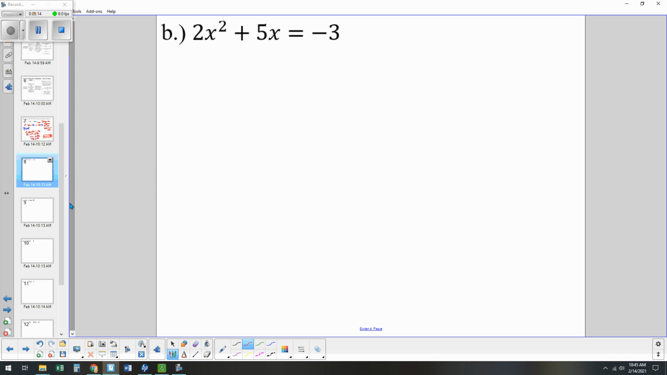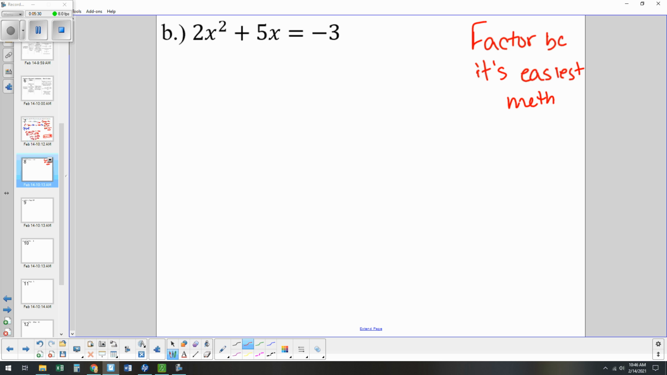So this one, I could try to factor it, and if it doesn't work, I would go to quadratic formula. But I'm going to choose to try to factor it because that's the easiest method. So that means I have to get it equal to 0, so we'll add the 3.